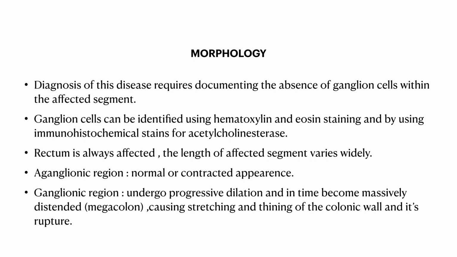The aganglionic region appears grossly normal or contracted, and the ganglionic region, that's the normal large intestine part, undergoes progressive dilation in time and becomes massively distended, called megacolon, causing stretching and thinning of the colonic walls so much so that it ruptures, and mostly the rupture is near the cecum.